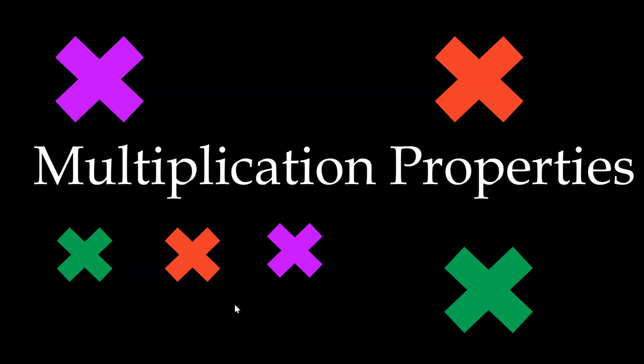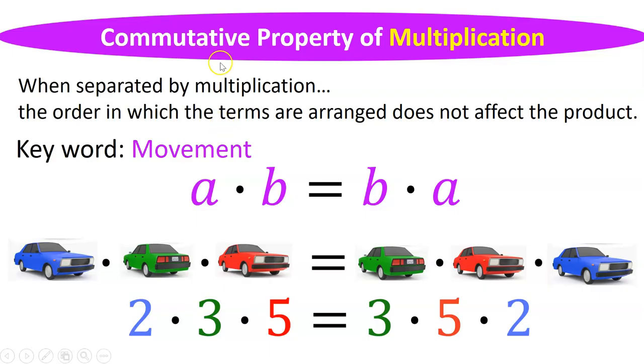Now let's study the multiplication properties. Just like there was the commutative property of addition, there's also the commutative property of multiplication. When separated by multiplication, the order in which the terms are arranged does not affect the product, does not affect the answer. A times B is equal to B times A, just like 2 times 3 times 5 is equal to 3 times 5 times 2.